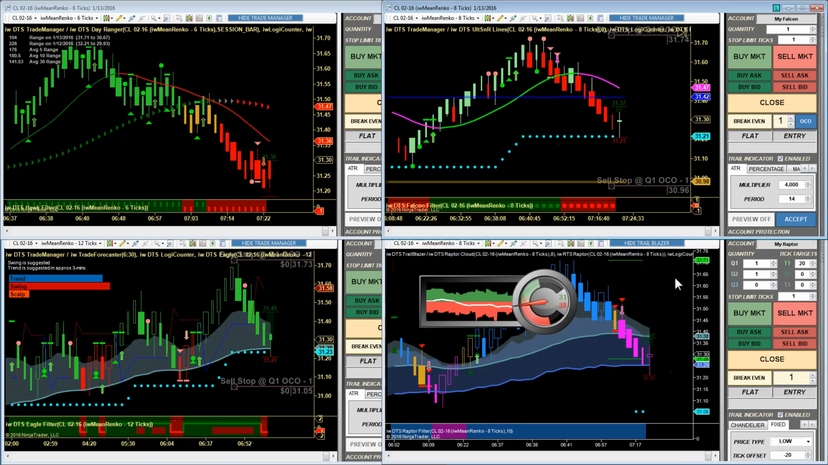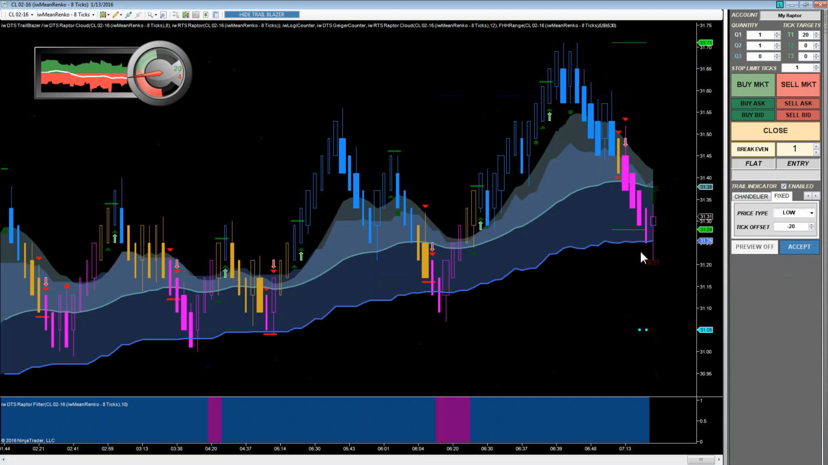Mike makes a comment here. He says, it looks like the Raptor's a little easier on the eyes. Oh, and by the way, you can change these colors. Somebody's always asking, I don't like the blue and I don't like the magenta, can I change that? Yes, you can change the colors.